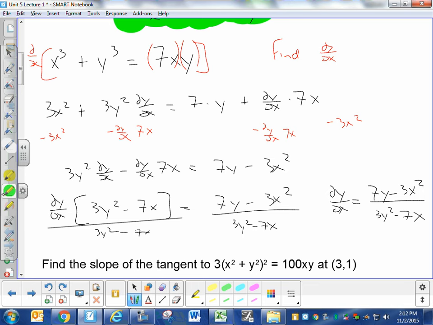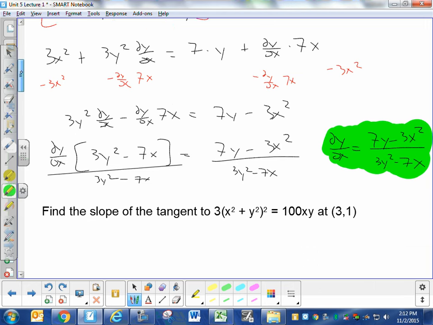If you had the opposite of my answer everywhere, fine. You just had this times -1 over -1. It just means you have your dy/dx's on the right side, and you have the other stuff on the left side. And if you have a situation like that, totally okay. Any questions about that?